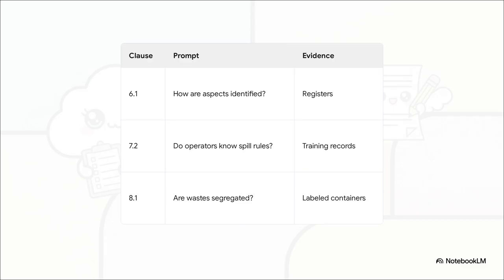Let's look at how you actually do this translation. Take Clause 8.1 on operation. Instead of vaguely asking something like, is Clause 8.1 implemented, your checklist prompt should ask a real question. Are hazardous and non-hazardous wastes physically segregated? And your expected field evidence? Direct observation of labeled waste containers. Boom. It takes the abstract and makes it completely concrete and actionable.